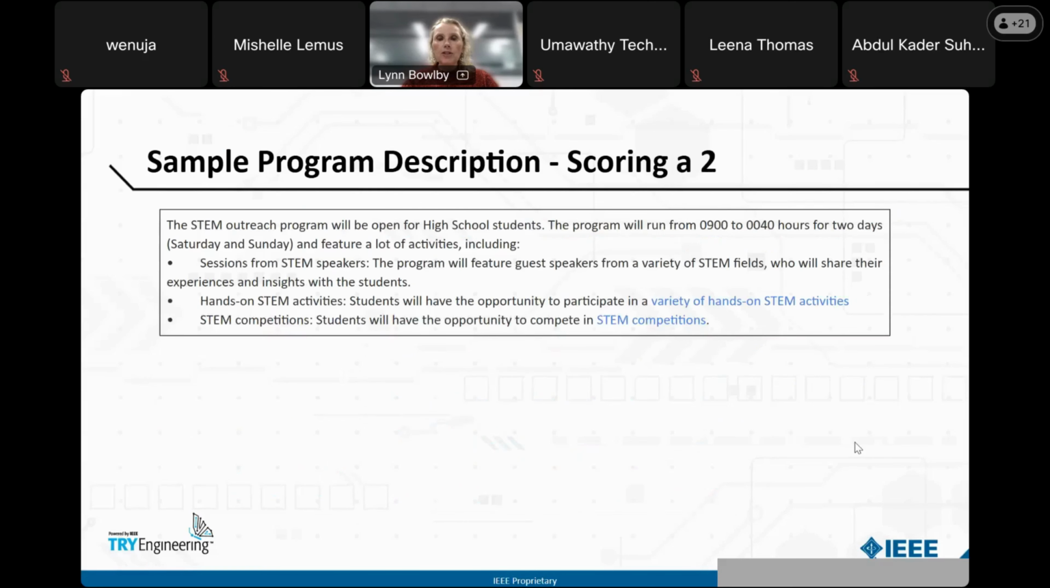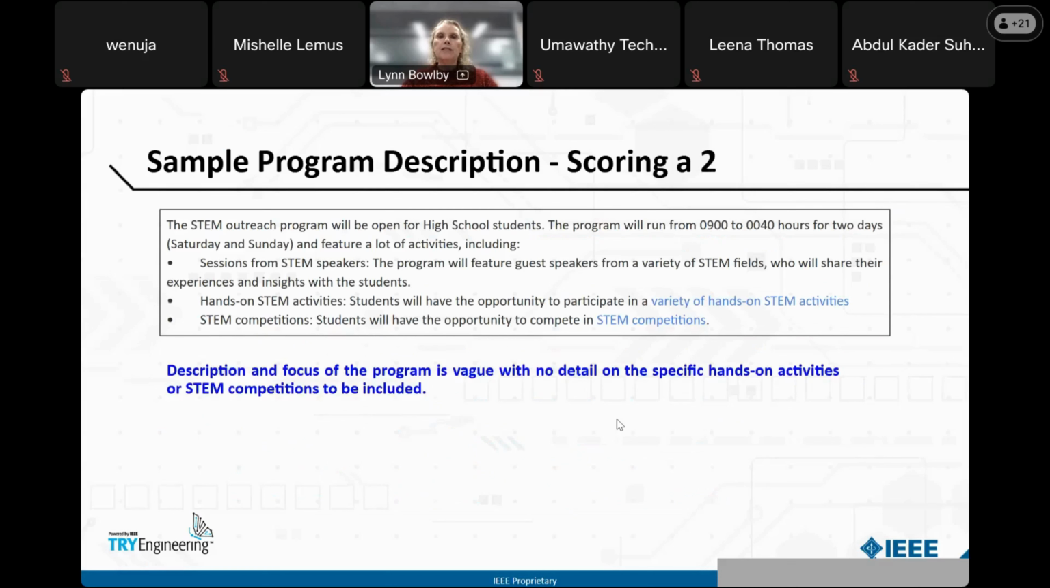So we also wanted to share with you what might have received a score of a 2. So not the lowest score, but kind of toward that lower end of the scoring. We would like to see more of a description and focus of the program. In this example, it's vague, with no detail about the specific hands-on activities or STEM competitions to be included. So although it's mentioned that there's going to be hands-on activities that are part of the program, it just says a variety of hands-on STEM activities. Really want to see exactly what hands-on activities that you're doing.